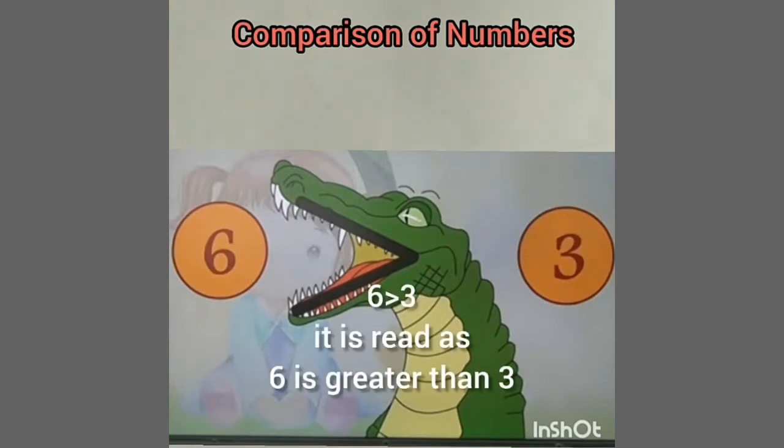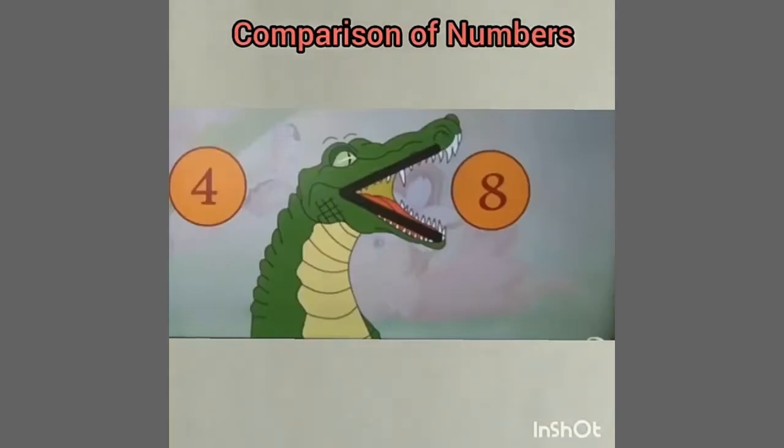It is read as 6 is greater than 3. Here 6 is the bigger number, so 6 is greater than 3. Next one. Now see here, in this case 8 is bigger than 4. Here 8 is the bigger number and 4 is the smaller number. So the alligator opens its mouth towards the 8.